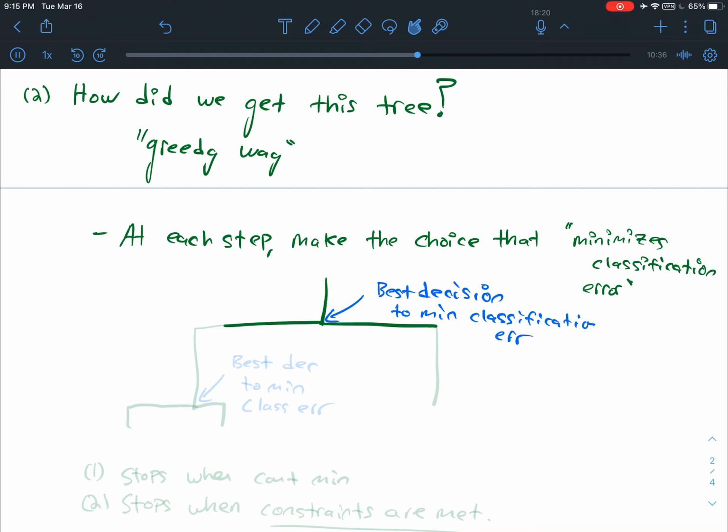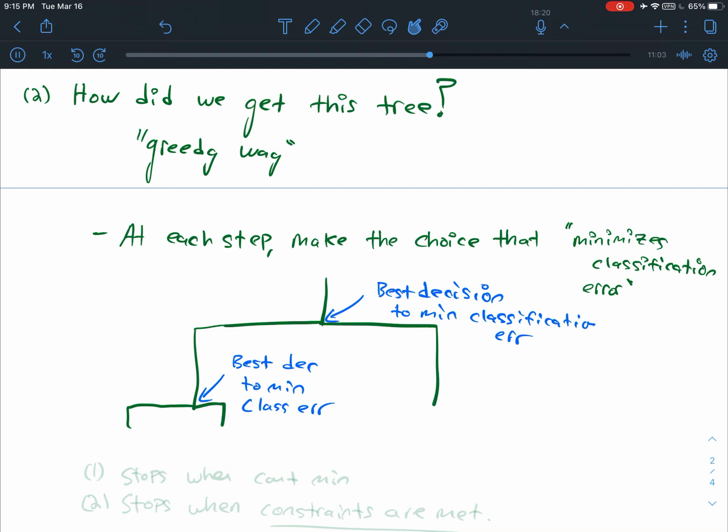Now we split the data into two regions, because we have one rule, and now let's say it goes down here and then splits again. Then here maybe it ends. All right, we don't know. And then here again, it looks at a subset of the data and again makes the best decision it can to minimize classification error. And it keeps iterating through this until it can't minimize the classification error anymore.